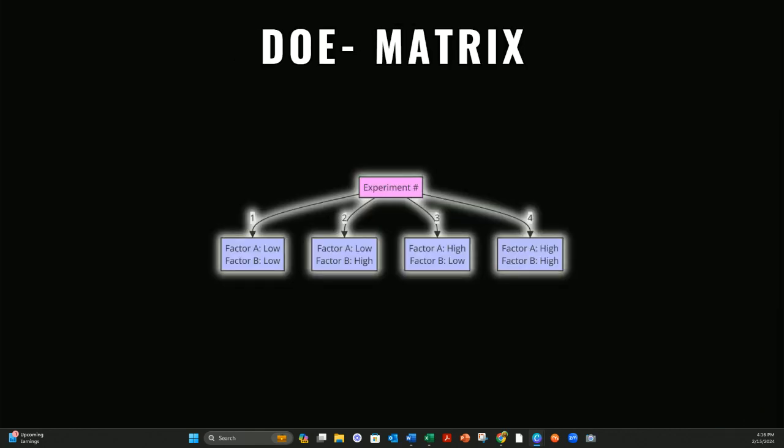A little bit of an example here with a DOE matrix, kind of an easy way of looking at this, is seeing the factors and how they affect each other.